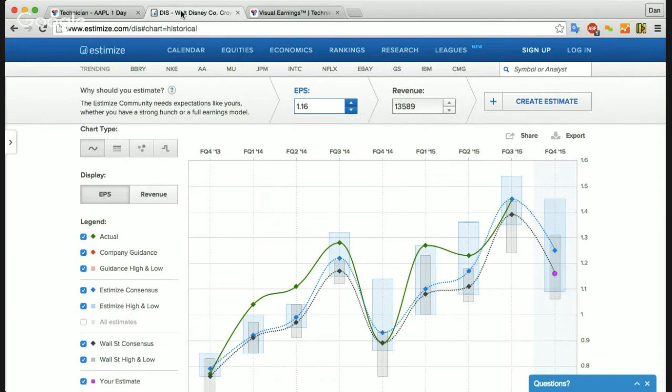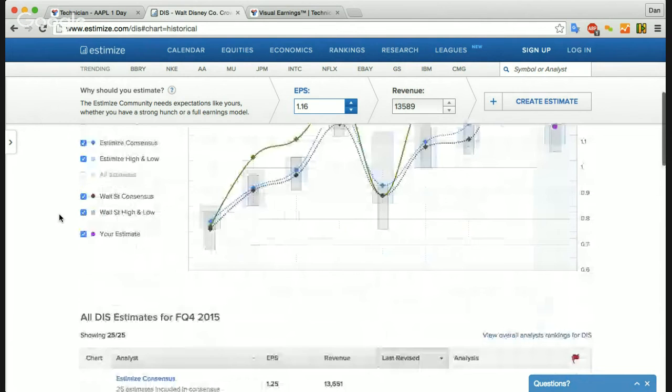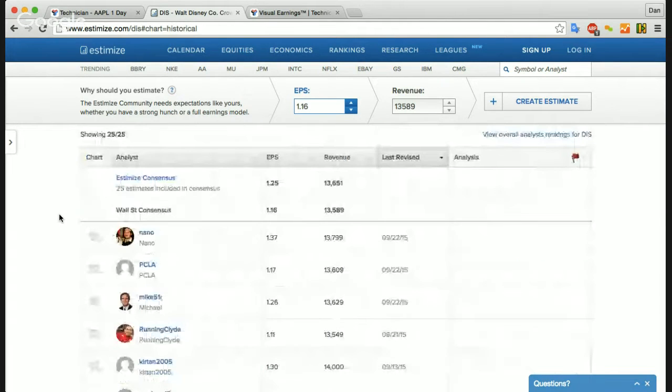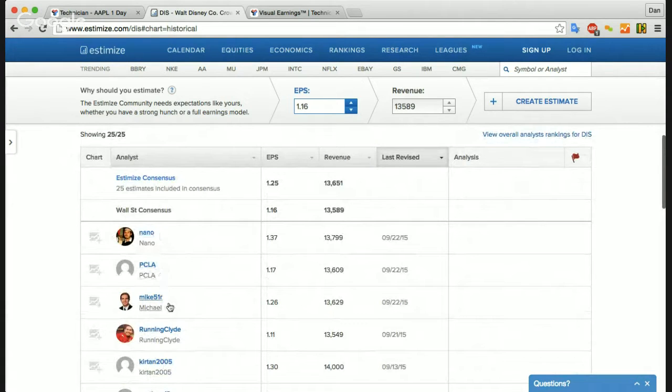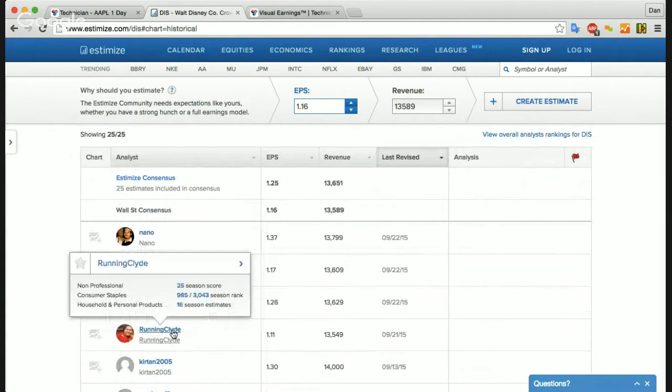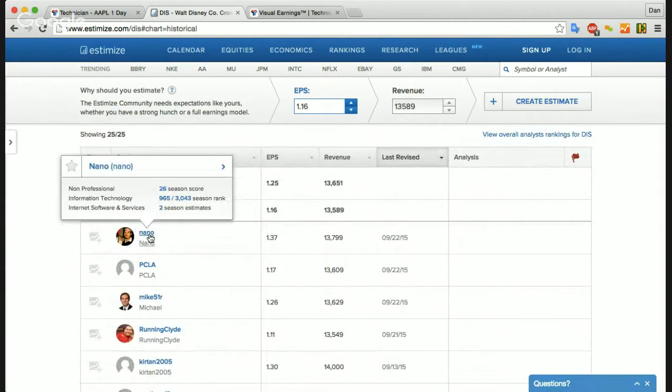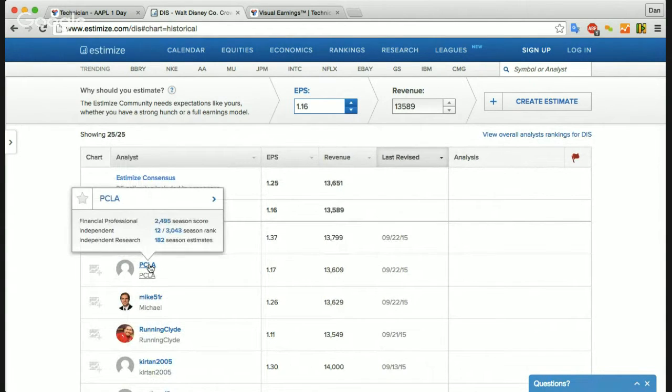If we go down the page, we can actually see all of the different analysts who have made estimates on the platform. So right now there are 25 different analysts for this quarter. We can see all of their names. Some of them are anonymous, and some of them are not anonymous. They've given their real names. You can also see some of their structured biographical information. As you can see, financial, professional, independent, and comes from an independent research shop.